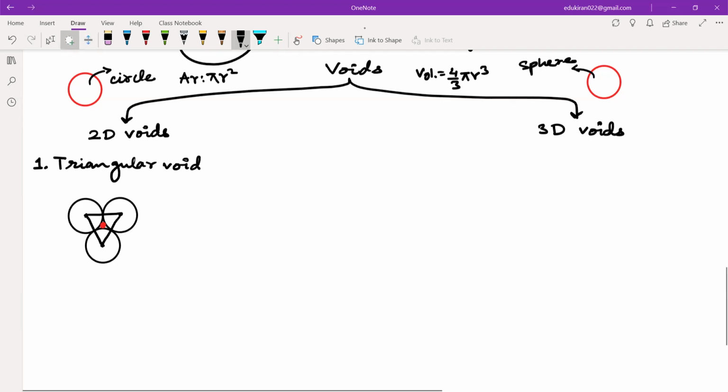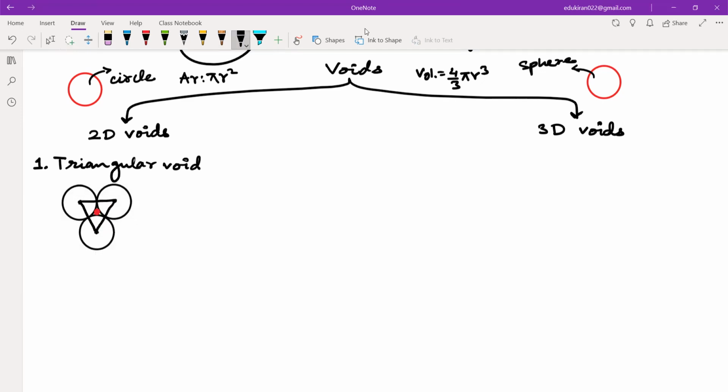This is a triangular void. Okay. No doubt till here, this is a triangular void. Now we have another property or attribute of voids that we have to remember. And this attribute is something you will be meeting again very often.